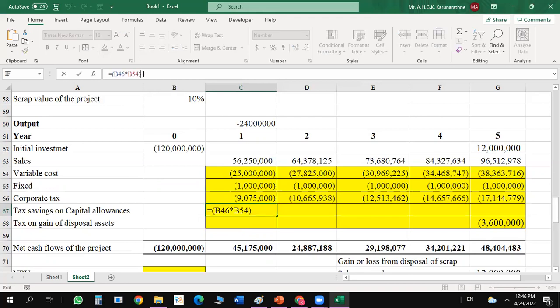If you had deducted this depreciation allowance from your profit, your taxable profit would have reduced by the same. So your tax would have reduced by this much times the tax rate.